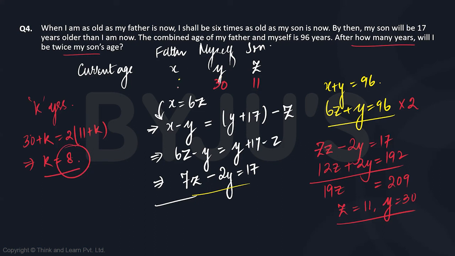So we didn't really need the age of my father, because the question asked was a relation between myself and my son. So this was good enough. 8 is what we should be putting in theta.